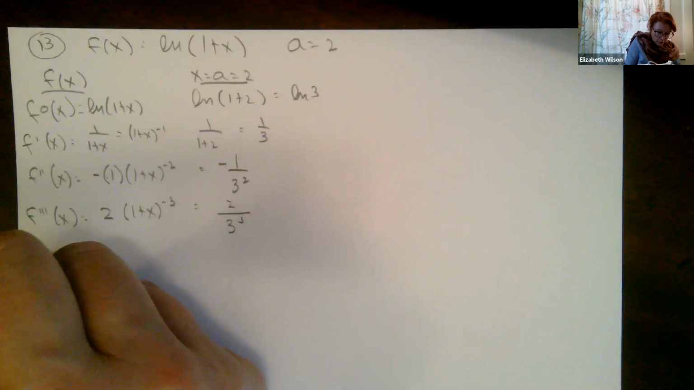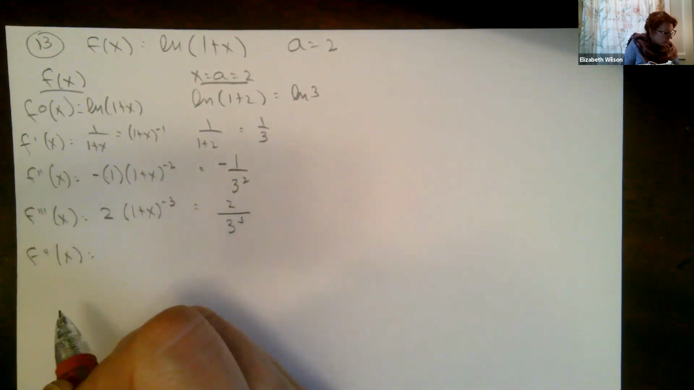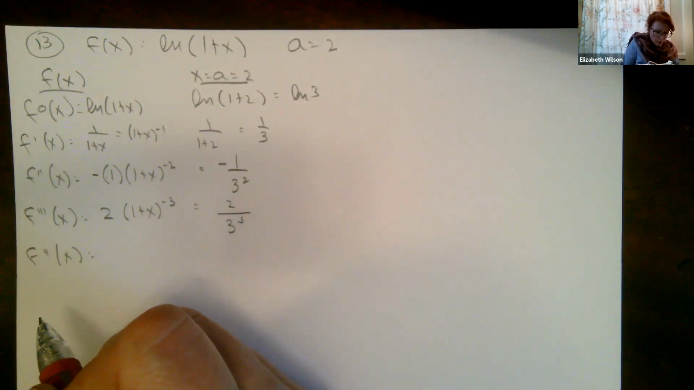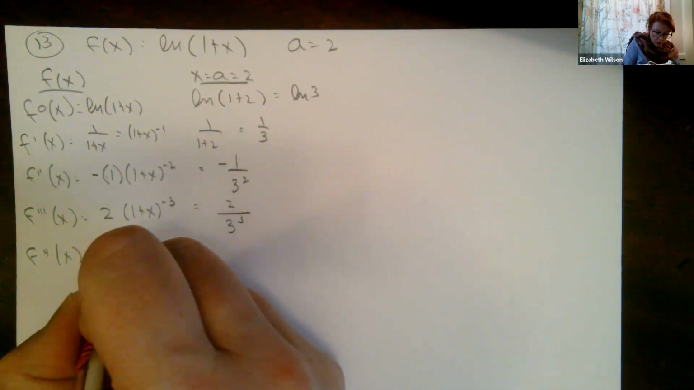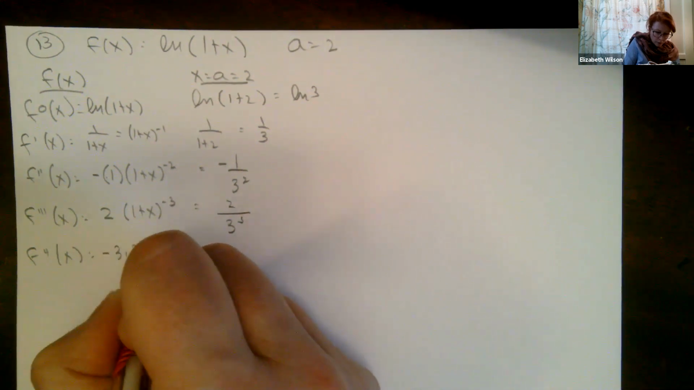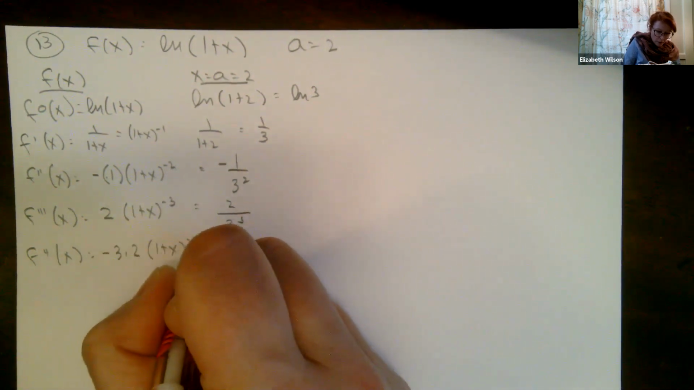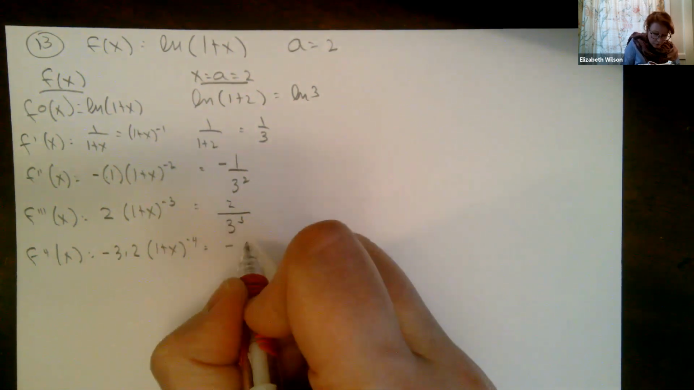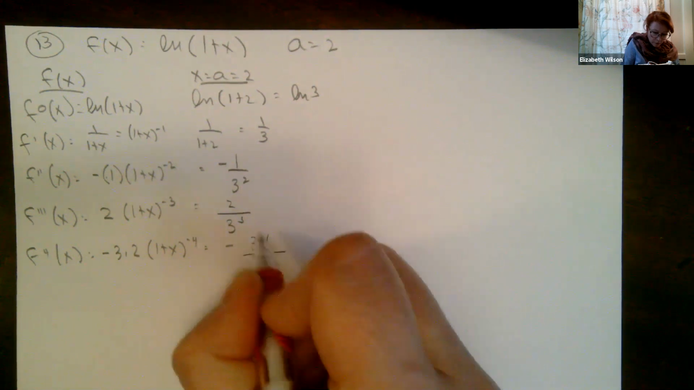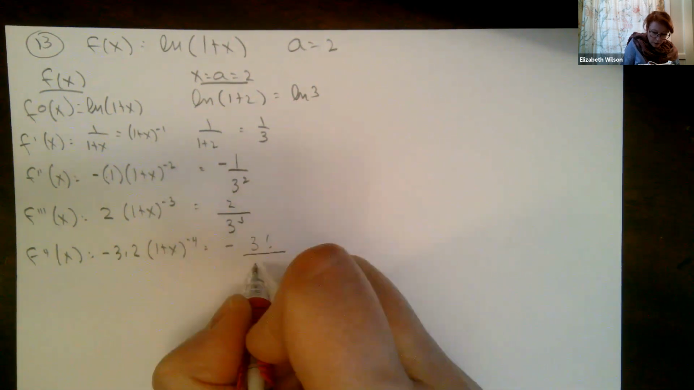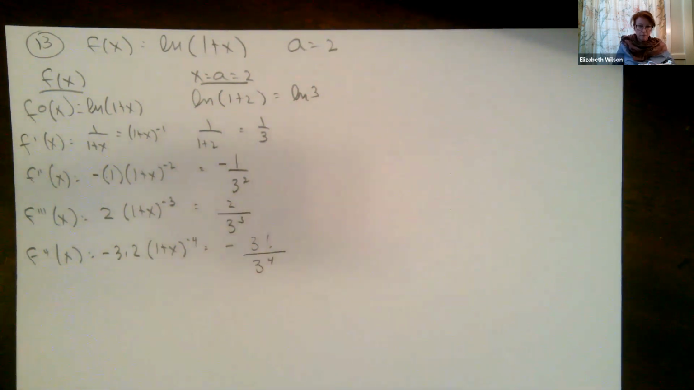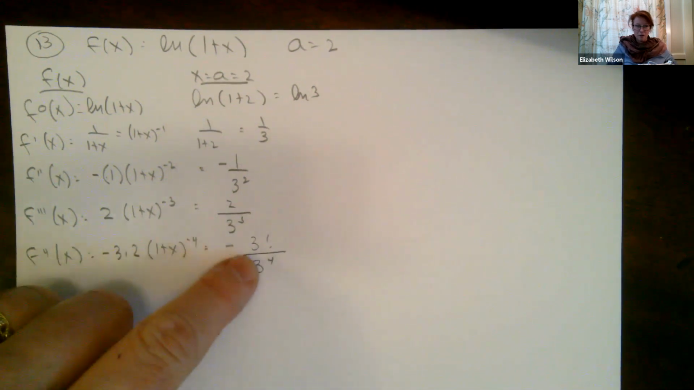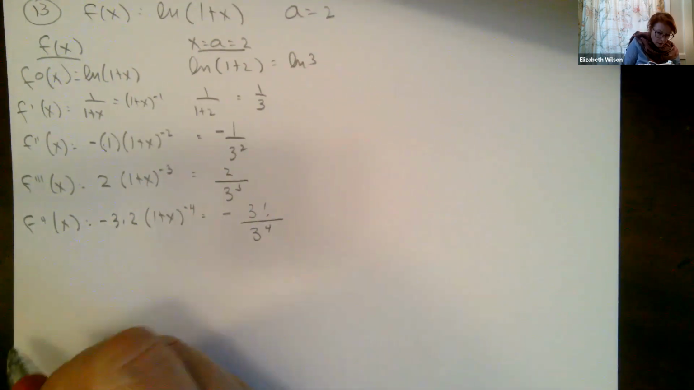After the fourth. Did they say how far up to go? I guess I went up to the 5th. All right, so this is going to be minus 3 times 2 times 1 plus x minus 4. So this is minus 3 factorial all over 3 to the 4. I could clean that up, right? I could cancel out one of those threes, so I'm just going to leave it for now.